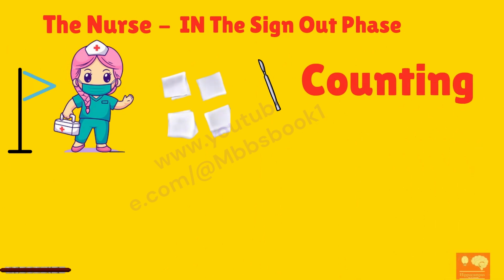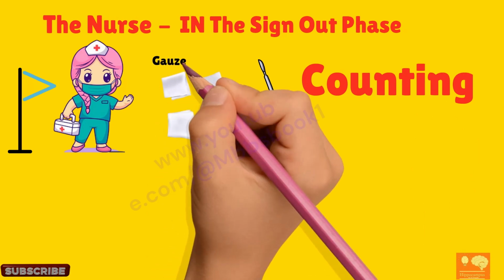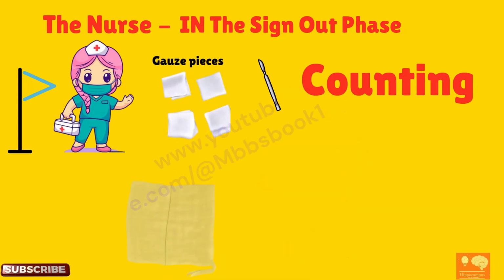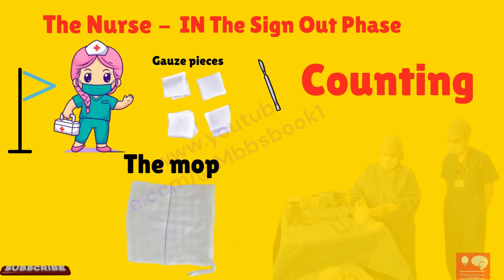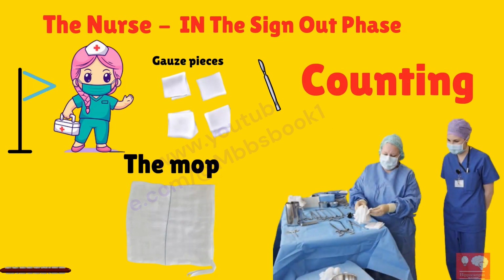You know that we use gauze pieces and we use mops during surgery. Those smaller ones are gauze pieces. The bigger white one is the mop. So gauze count and mop count, is it correct? If they opened up 10 gauze pieces before surgery, have they counted 10 gauze pieces again? Is something being left inside? So all these have to be counted. All needles and equipment count. Is it correct or not?